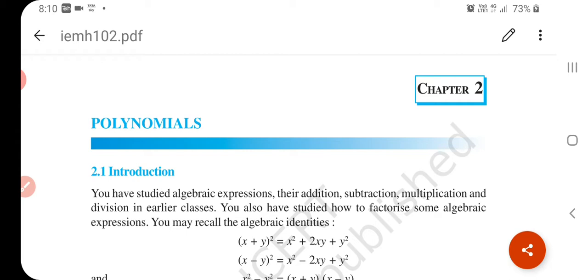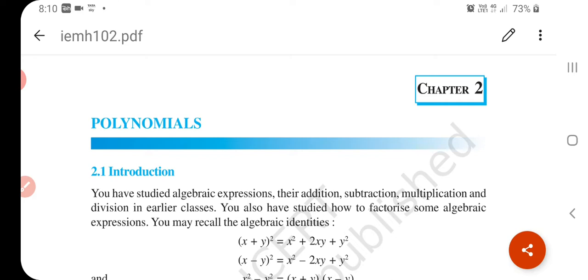Algebraic expressions and the basic operations on them you have studied in earlier classes, that is their addition, subtraction, multiplication and division. In this chapter, we shall study a particular type of algebraic expression called polynomial, and the terms related to them. We shall also study remainder theorem, factor theorem and their use in finding the zeros of the polynomial. Zeros means root of the polynomial or solution of the polynomial, we can say that, and in the factorization of polynomial.